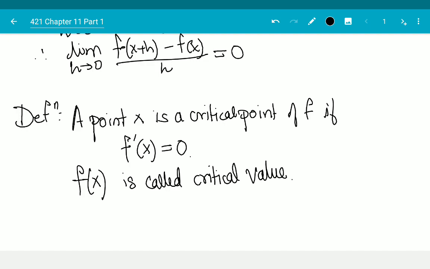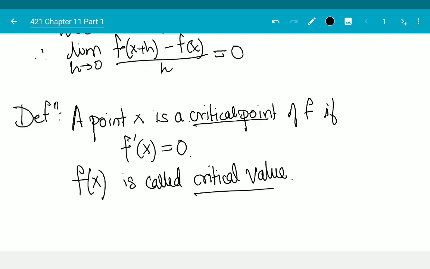Sometimes people include the endpoints or where the function is not differentiable as critical points, but in our case we will not be referring to those as critical points or critical values. Those we'll consider separately.